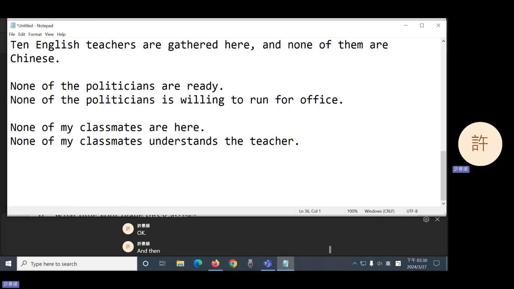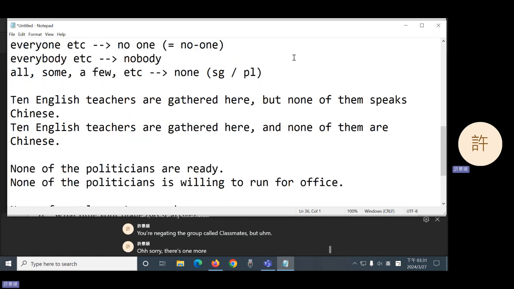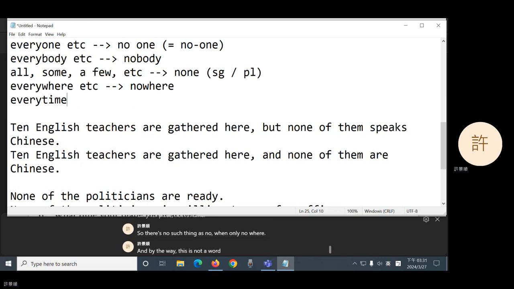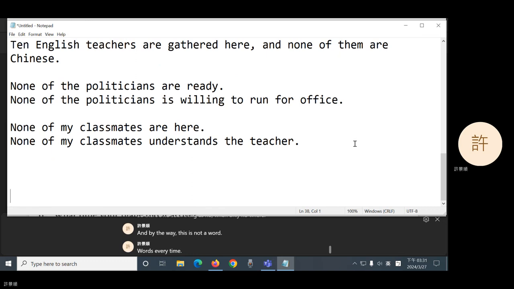Okay. And then another kind of negation is if you negate the whole sentence. Here, none of my classmates, you're negating the group called classmates. There's one more. Everybody, everywhere, and then you have everywhere, etc. And this negation is nowhere. Only for place, not for time. So there's no such thing as no when, only nowhere. And by the way, this is not a word.